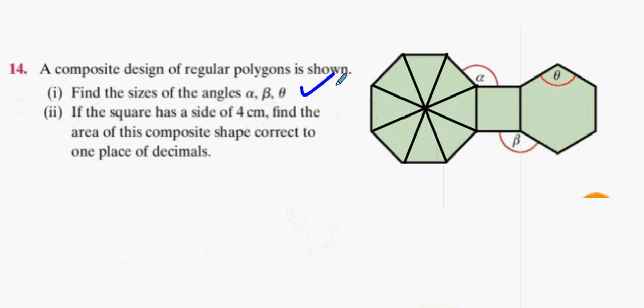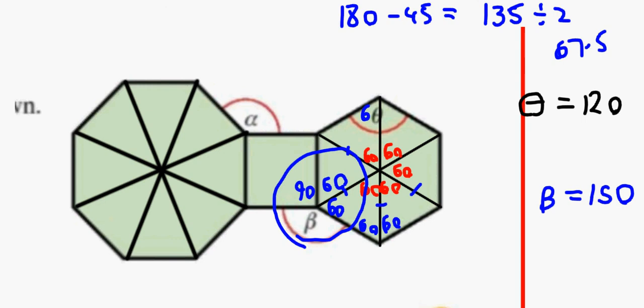If the square has a side of 4 centimeters, find the area of the composite shape correct to one place of decimals. Oh, lovely. Only the square, right? Grand. We're all good, lads. Easy peasy. Ready for this? Okay.